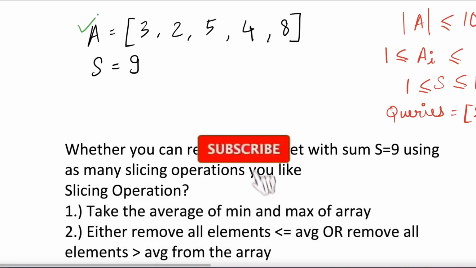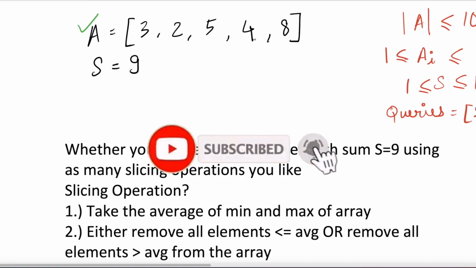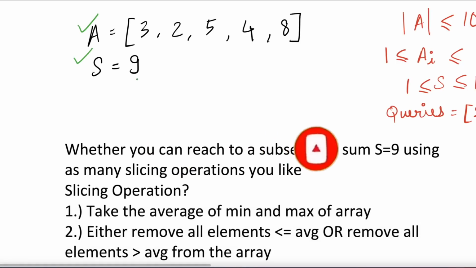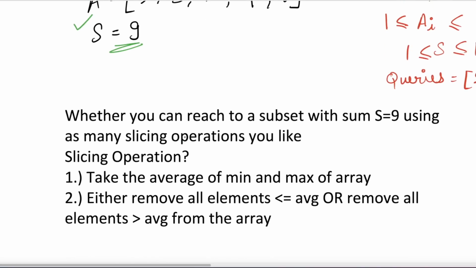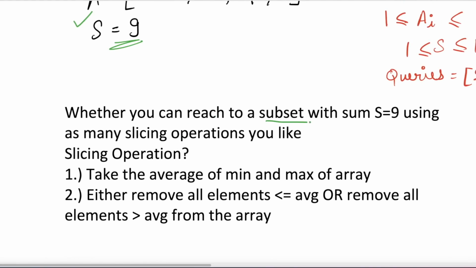So we are given an array A, which is 3, 2, 5, 4, 8 in this case, and another integer S, which is 9. And now we have to tell whether we can create or reach out to some subset of A which sums to 9, but you cannot simply take any subset. There is a condition. So you have to reach a subset with some S, which is 9 in this case, using as many slicing operations you like.